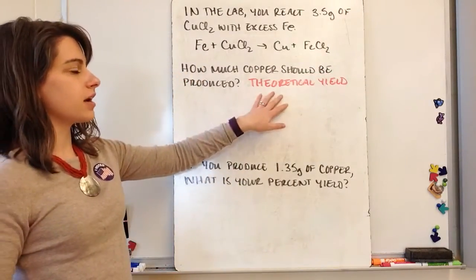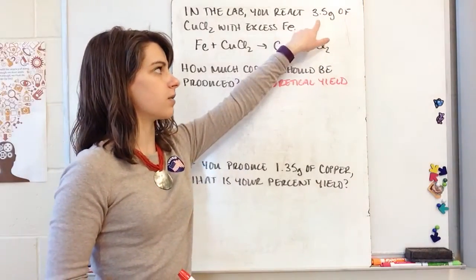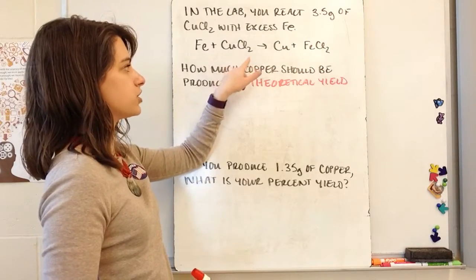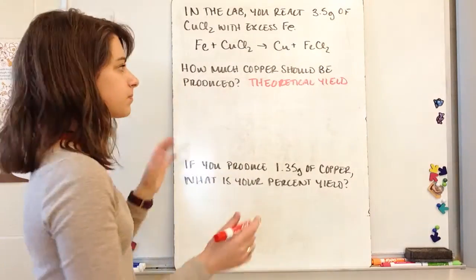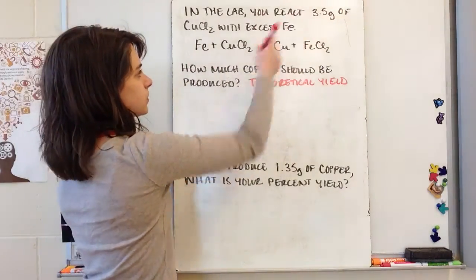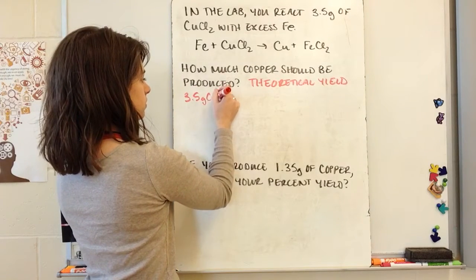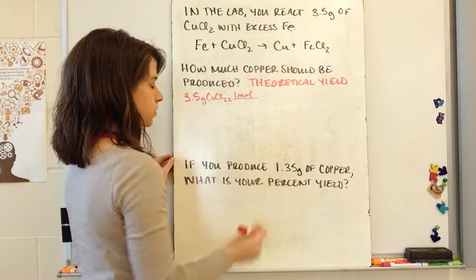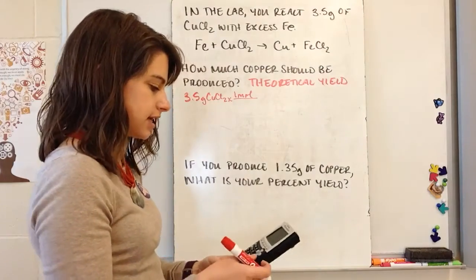So to find our theoretical yield, we're going to use our mass of copper 2 chloride, convert it to moles, and then do the mole ratio between copper 2 chloride and copper to figure out how much copper we should have produced. Okay, so I'm going to start by taking 3.5 grams of copper 2 chloride and converting it to moles, which means I'm going to divide by the molar mass.